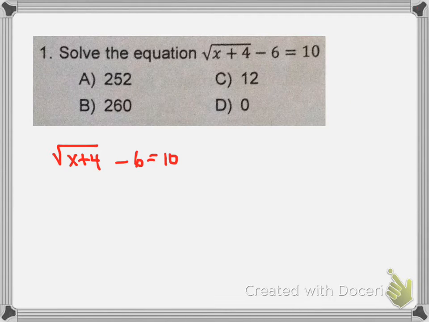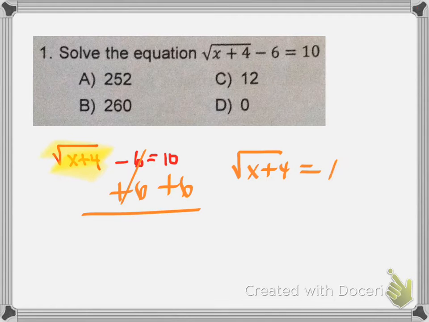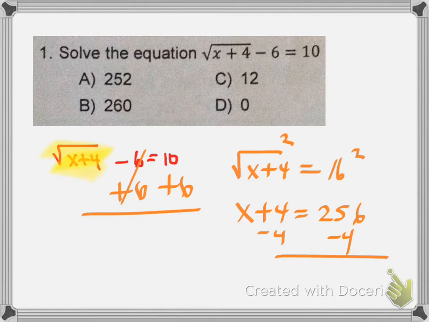Alright, so this first one we have a solving radical equation. What you should make sure that you do is get that radical by itself. So if I do this, I would add 6, which gives me the square root of x plus 4 equals 16. To undo a square root, you square both sides, which gives me the equation x plus 4 equals 256. From here I would simply subtract 4, which would give me 252. So there's my answer. That's why I said it was A.